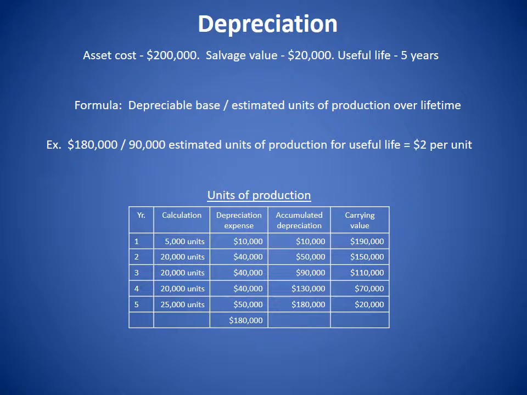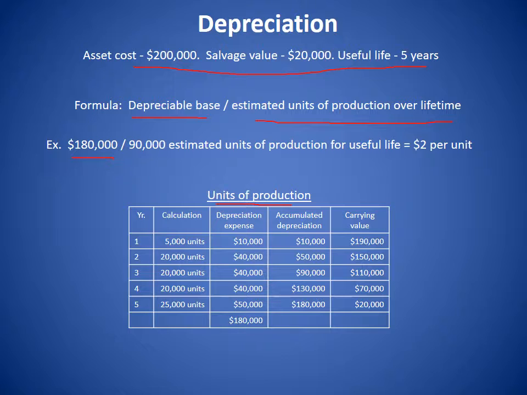This is an example of depreciation, in this case under units of production. And the calculation here is, again, very simple. It's basically, again, using the same asset facts as we have in our previous examples. The formula is our depreciable base divided by the estimated units of production over the lifetime, the economic lifetime of this tangible capital asset.